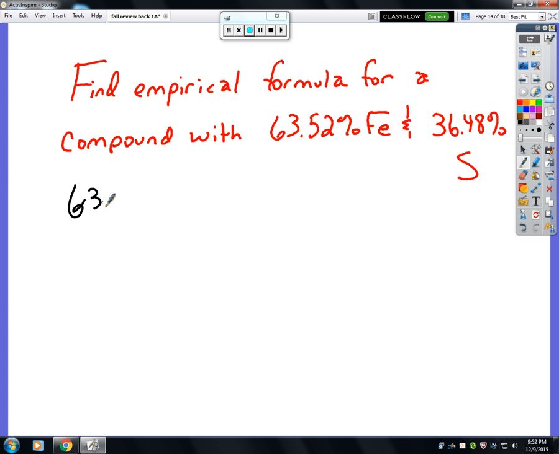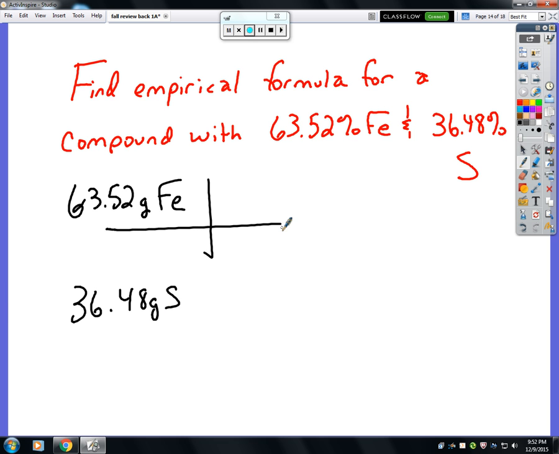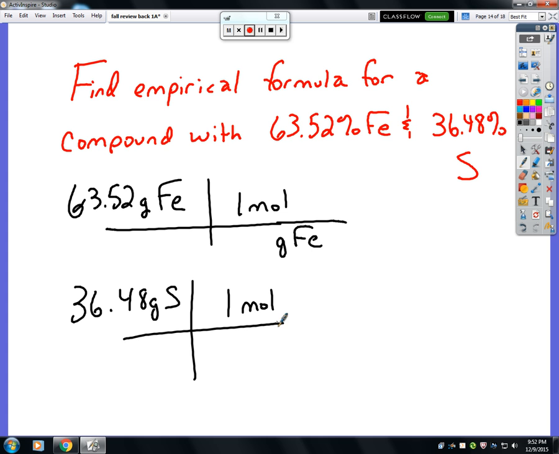If I have 63.52% iron, I'm going to change that word percent to grams. Same thing here, 36.48 grams of sulfur. There's my percent to grams, or my percent to mass. Now I need to change each of these to moles. So I'm going to put 1 mole here and grams of iron down here because I want it to cancel. 1 mole here and grams of sulfur to cancel.